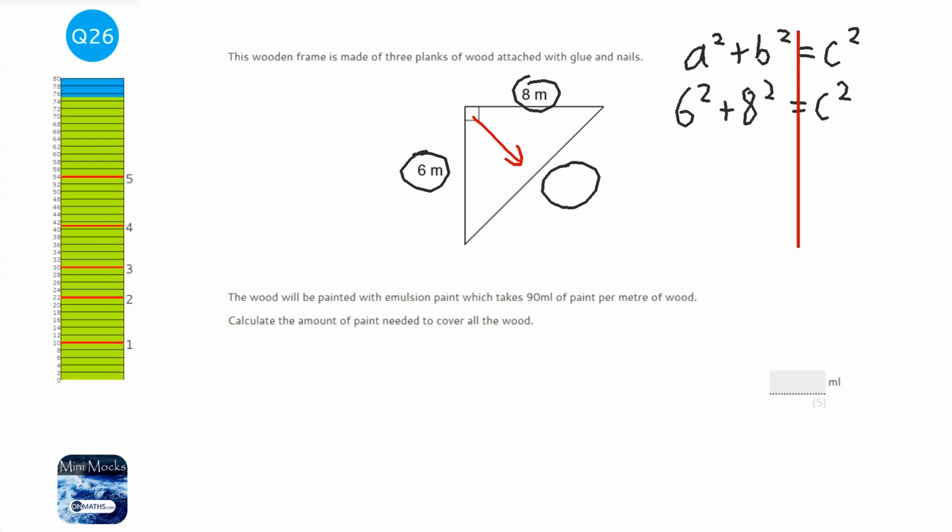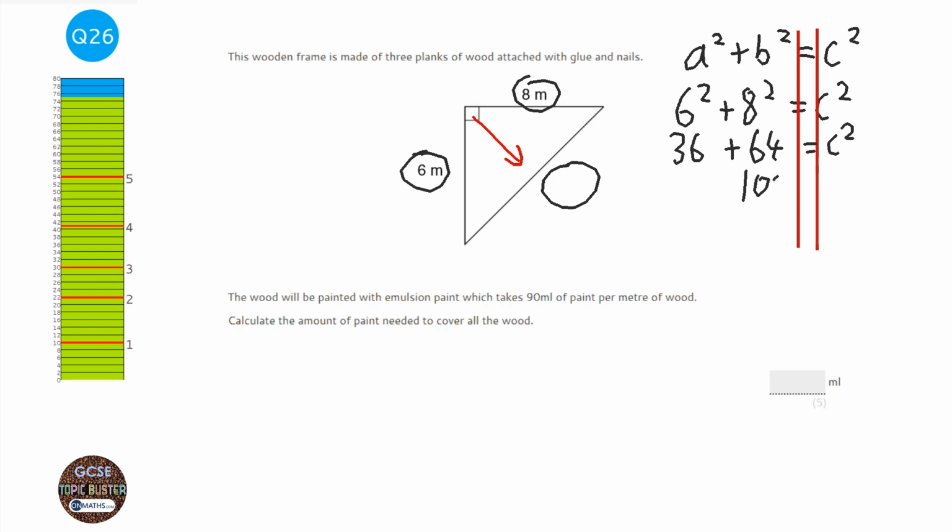And I can put my lines down as I normally do. So I always put the lines down that equals. I've just missed that one. So 6 squared is 36. 8 squared is 64, which equals c squared. 36 plus 64 is 100, equals c squared. What I'm going to do is just square root both sides. So c will equal 10. Now, when you square root, you get a negative as well, but since it's a length, it can't be negative, so it's just going to be 10. So c is 10, so we know that that's going to be 10 meters.